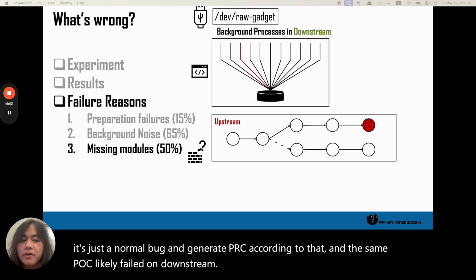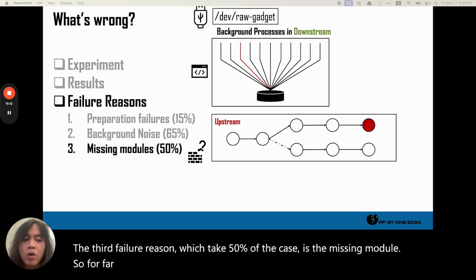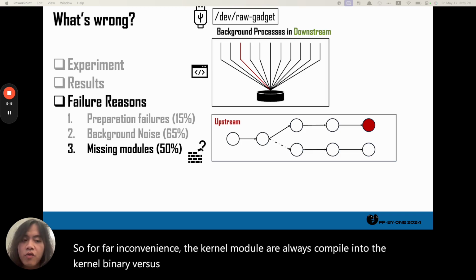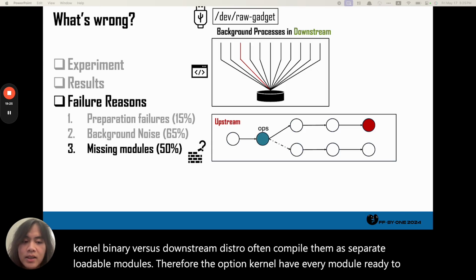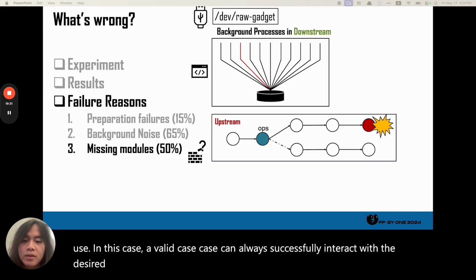The third failure reason, which takes 50% of the cases, is the missing module. For fuzzing convenience, the kernel modules are always compiled into the kernel binary, whereas downstream distros often compile them as separate loadable modules. Therefore, the upstream kernel has every module ready to use. In this case, a valid POC can always successfully interact with the desired module and trigger the bug.